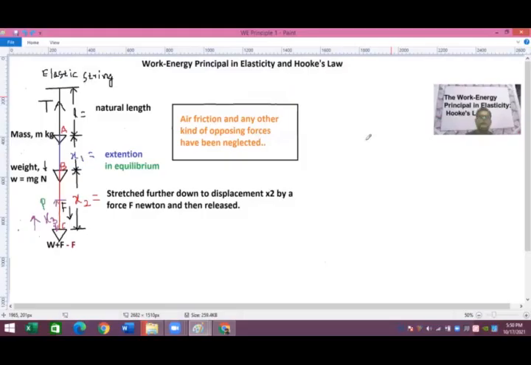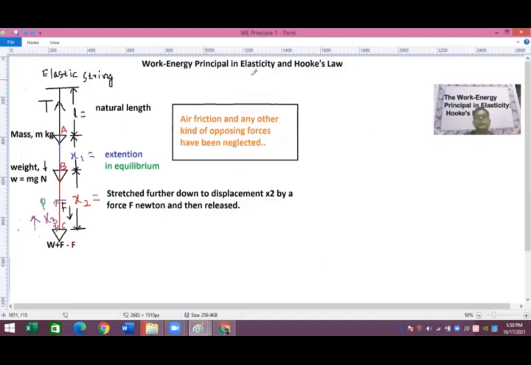After being explained Hooke's law and elastic potential energy in the last two classes, let us now discuss what is the work energy principle in elasticity and how this concept applies to problem solving areas.